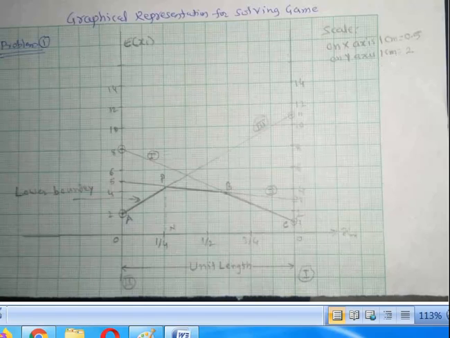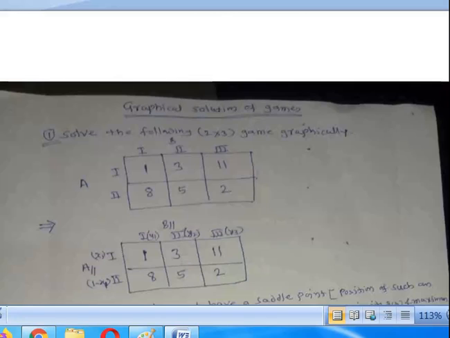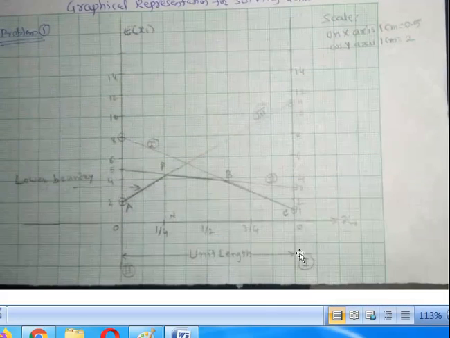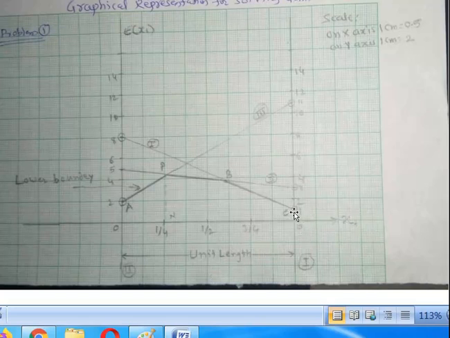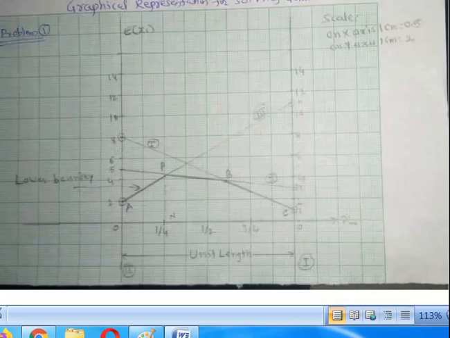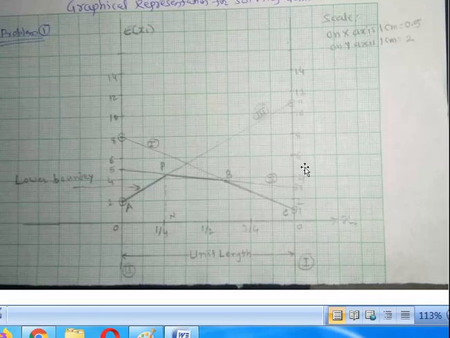See here, 1 and 8: 1 on the first strategy and 8 on the second strategy. Join these 2 points. Similarly, 3 and 5: 3 on the first strategy and 5 on the second strategy. Join these 2 points, that is the second line.